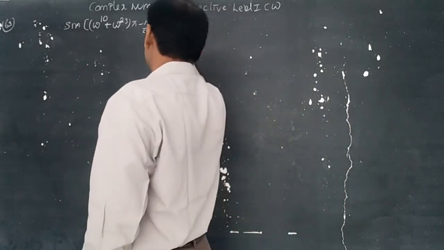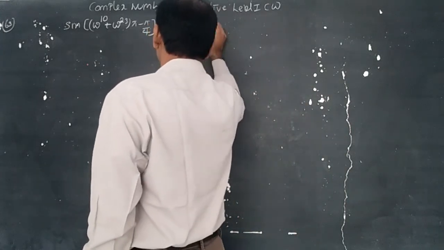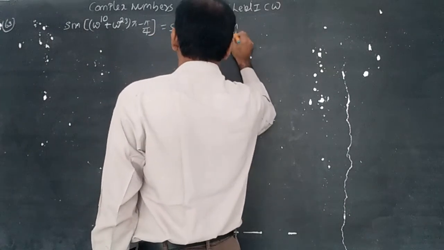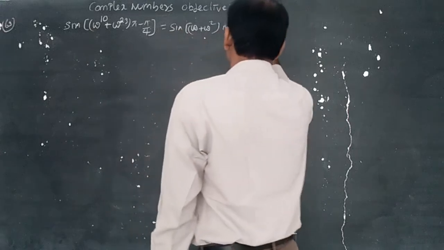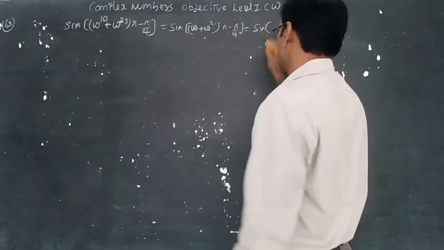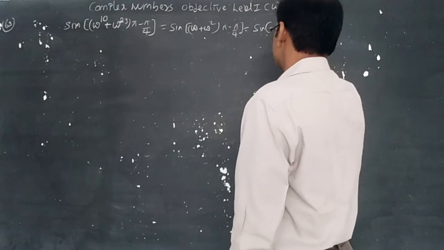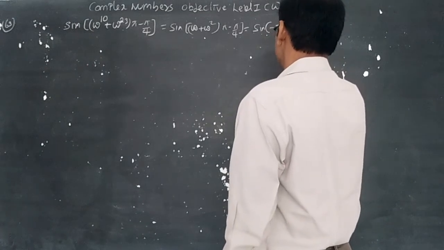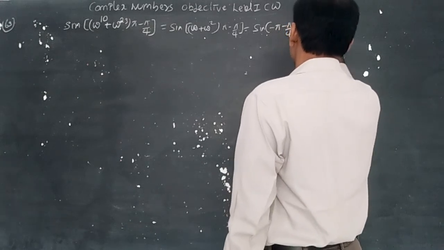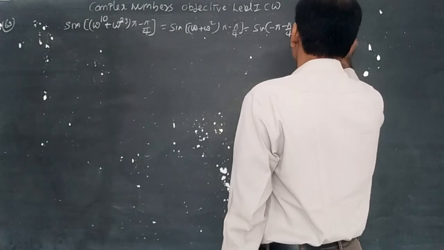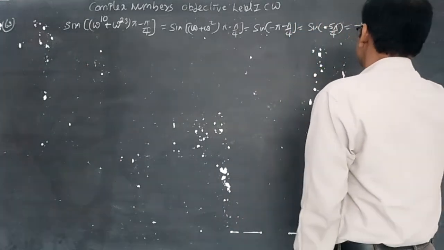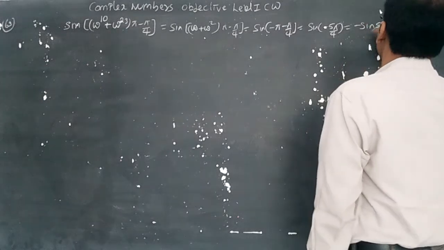So you can understand this as sin of (omega plus omega square) into (pi minus pi by 4). That is equal to sin of (1 plus omega square) equal to 0. Therefore omega plus omega square becomes minus 1. So minus 1 into (pi minus pi by 4) is equal to sin of minus 5 pi by 4. Sin of minus theta is equal to minus sin theta. So it is minus sin 5 pi by 4.